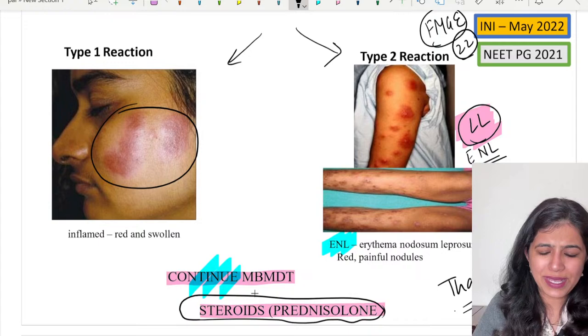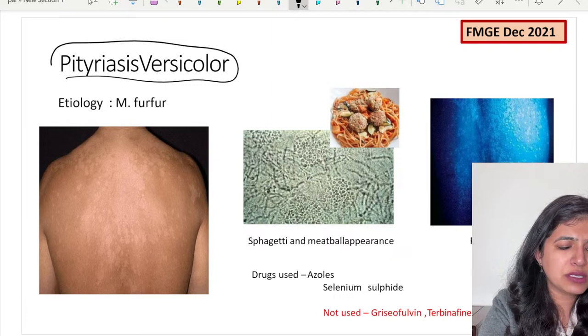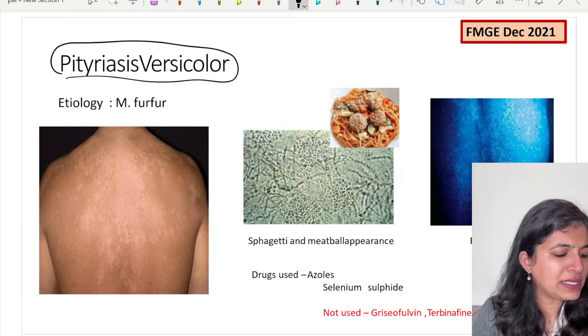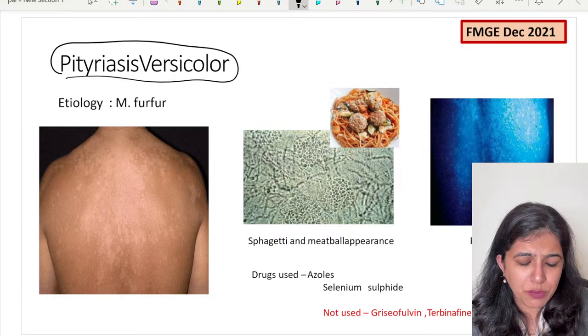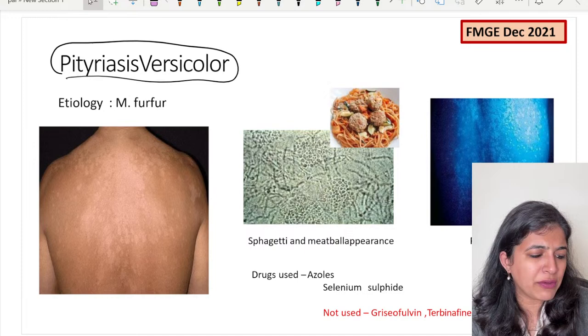So finishing with leprosy, we come to the next topic, which are the fungal infections. Here we have the pityriasis versicolor. Please remember, I'm only covering the most important points here. We are not revising the entire dermatology. I am just covering the most important points. And this includes almost all the PYQs of the last 3 years as well. So if you sit through this session with me, you will also end up revising all the important PYQs.